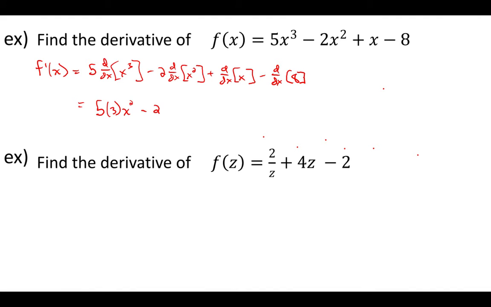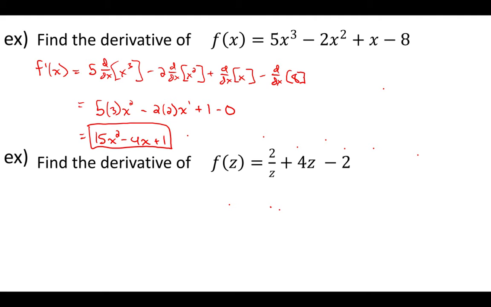This 2 stays out here, and then the 2 comes down in front for the power. So it becomes 2x to the first power. The derivative of x is just 1, so plus 1. And then the derivative of any constant is 0. In reality, you don't actually write minus 0, but that's what the derivative is here. So our final answer then would just be 15x squared minus 4x plus 1. And if you tried to do that using the limit definition, that would get pretty ugly, take a long time. So thankfully, we do have these shortcuts.